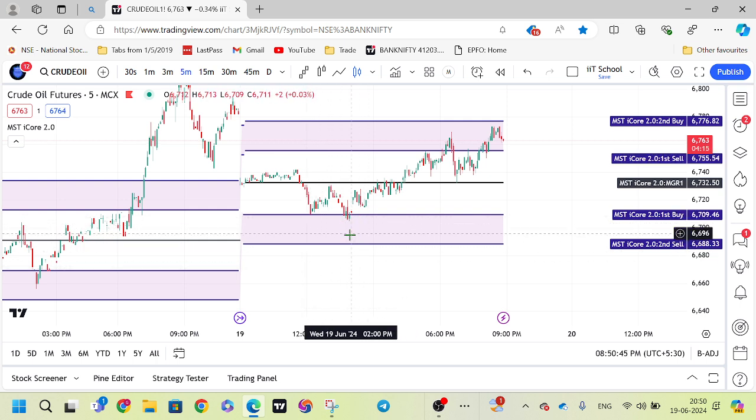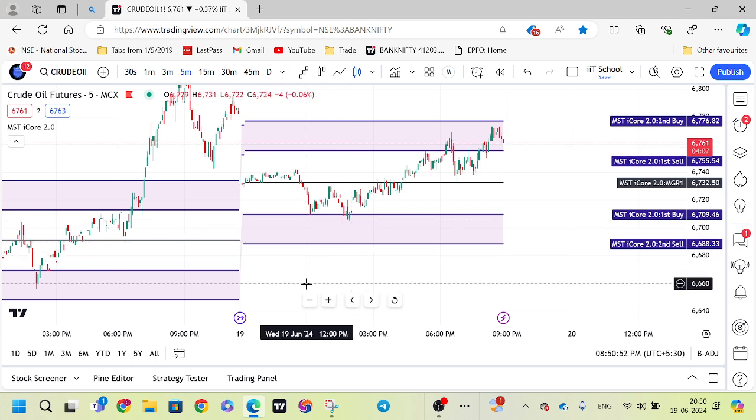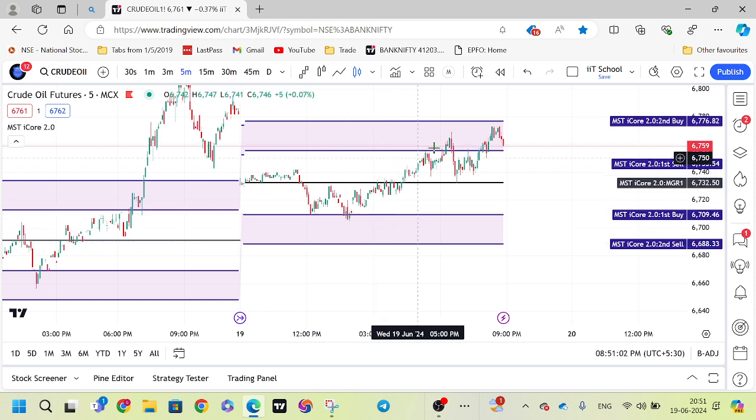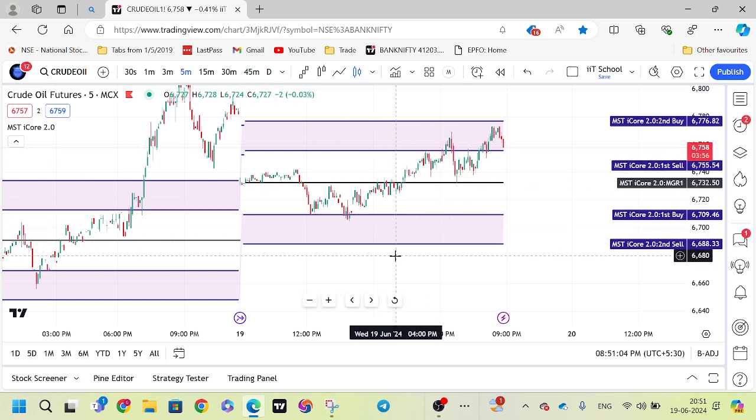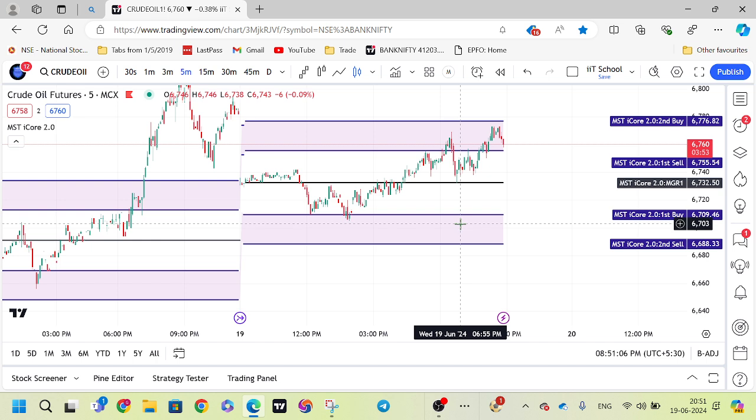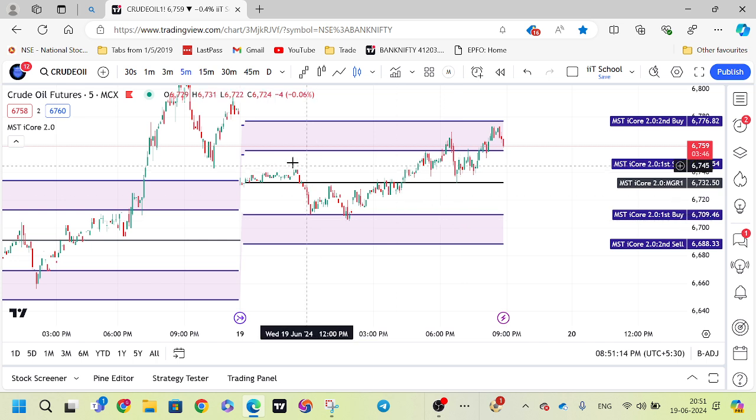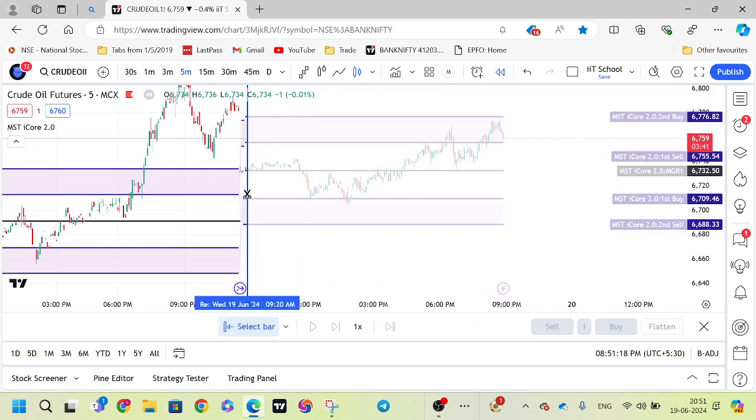Here it is clearly mentioned as 6709 is our buy place. And our SL will be 6688 and our target will be 6732, the first target, if buy is activated. If sell is activated, the entry will be 6755 and the SL will be 6776 and the target will be 6732 again. So now you can see, if you want me to do bar replay, that also I can do.